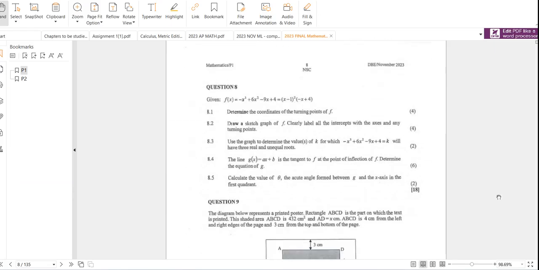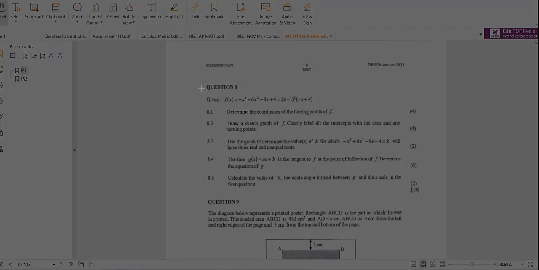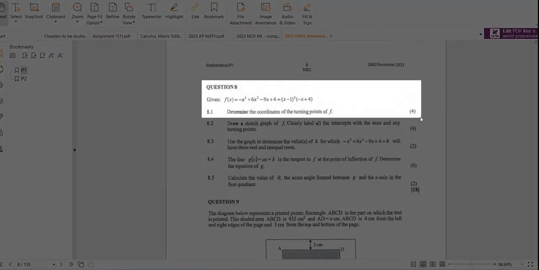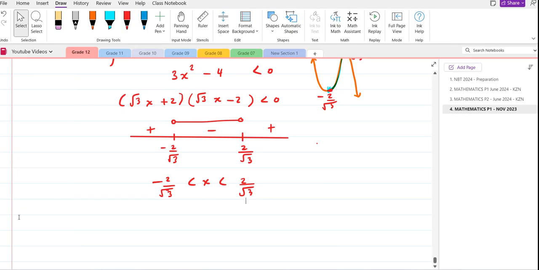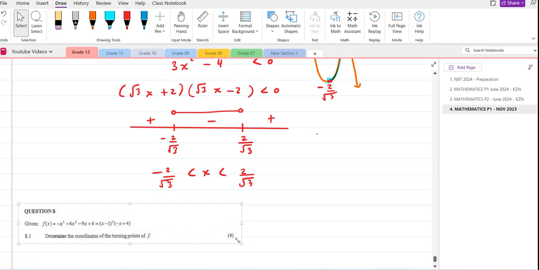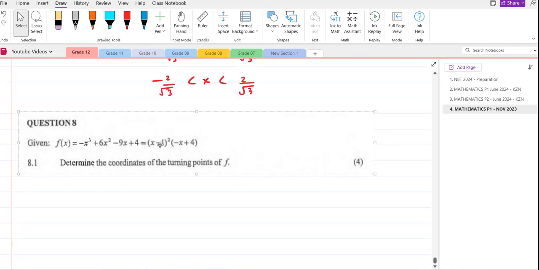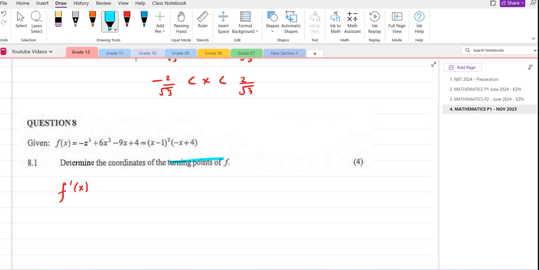Right, so we have a cubic function, right? Now, what's important is whenever there's a square, whenever there's a repeated root, we definitely know there's one turning point at x equals 1. X equals 1 has a turning point, so we just need to find the other one. So we're going to find f prime x because we want the coordinates of the turning points of f. We know this is a negative cubic function, so we're looking for these turning points here, one there, one there.